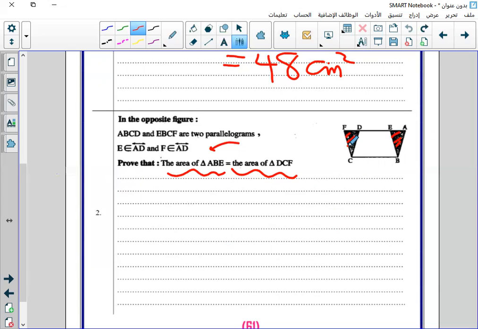We notice that we have two parallelograms. The first parallelogram is ABCD, and the second parallelogram is EBCF. And the two parallelograms have a common base. What is the common base? CB. Okay, CB. Now we need to prove the triangle ABE equals in area the triangle DCF.